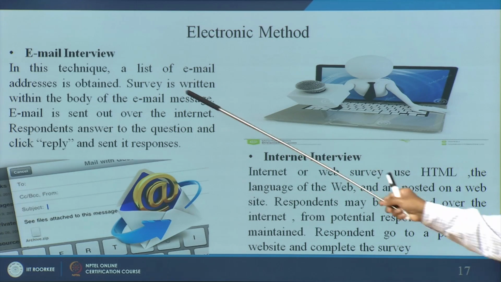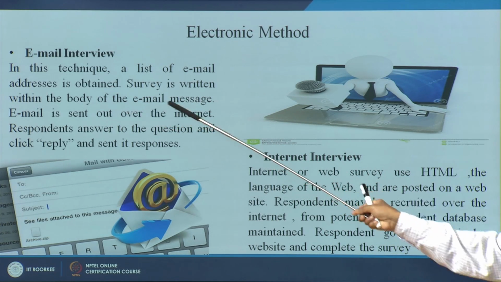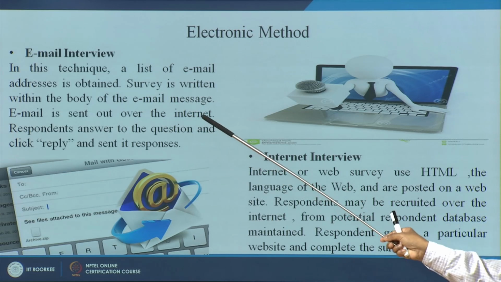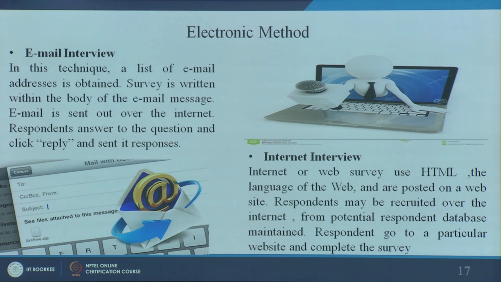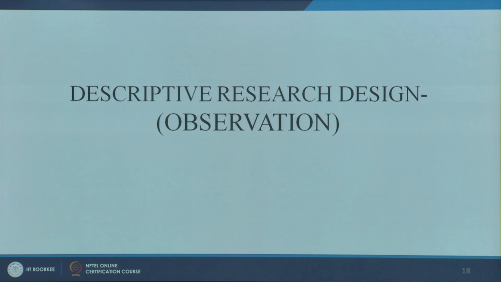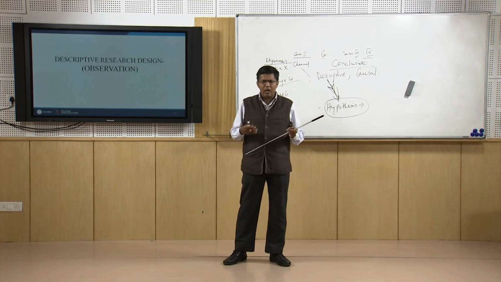So, what is done here? The survey is written within the body of the email message and it is sent over the internet. So, respondents answer the questions and click and send it back to the company or the one who is conducting the research. So, this is basically how you start the descriptive research.